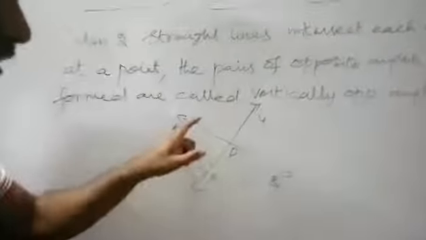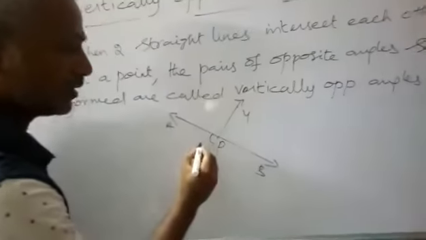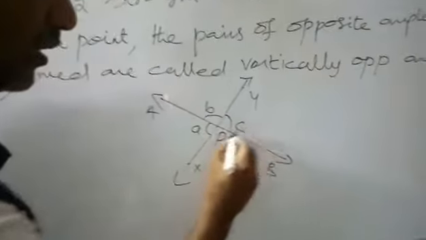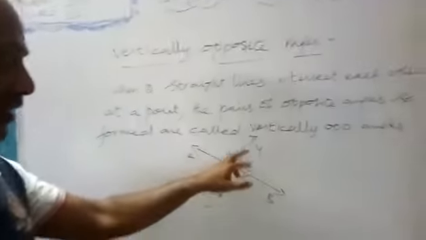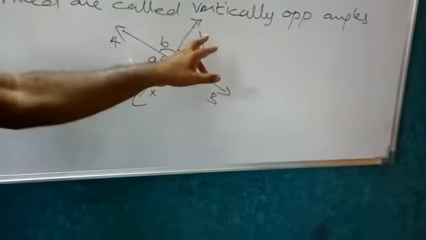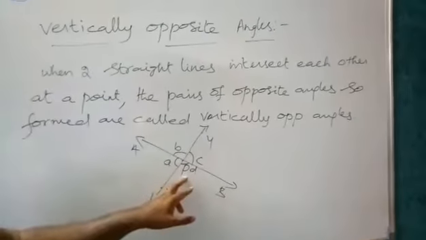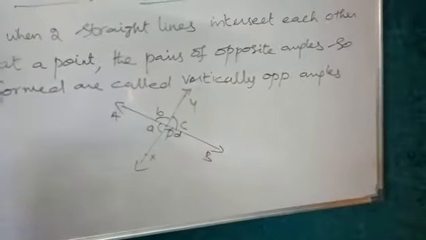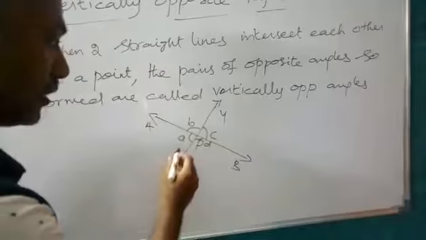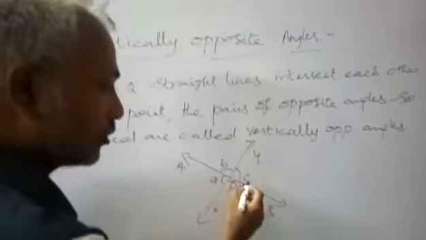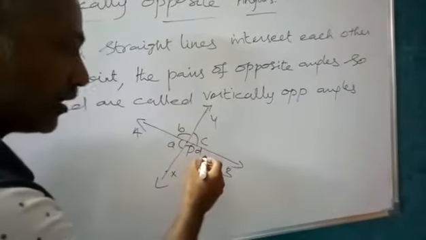Here you are getting four angles. For my convenience, this one is A, this is B, this is C, and this angle is D. Two straight lines, AB and XY, intersect at the point P, making four angles: A, B, C and D. Listen here. This is opposite of this angle, and this is opposite of that angle. A is the vertically opposite angle of C. B is the vertically opposite angle of D.